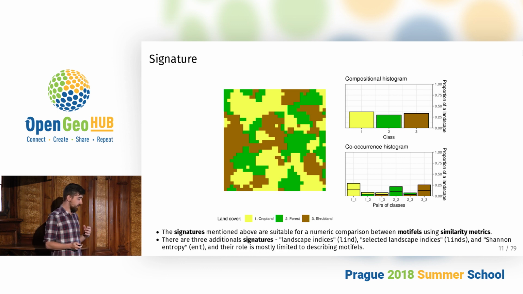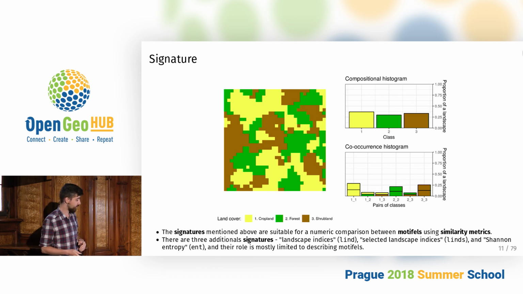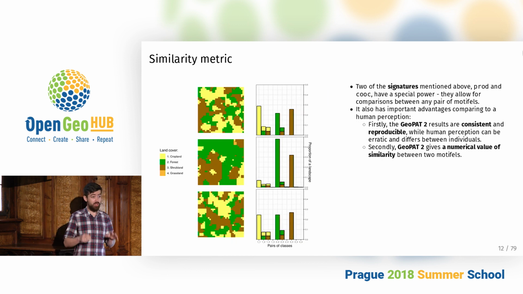And in our software, we've got those two, but we've also got, I think, 3 or 4 more. So you can take this local pattern, local landscape, and analyze that using landscape metrics and using entropy values and so on. But I will focus only on those 2. And the third main concept, core idea, is a similarity metric.